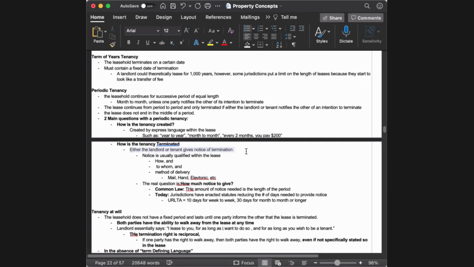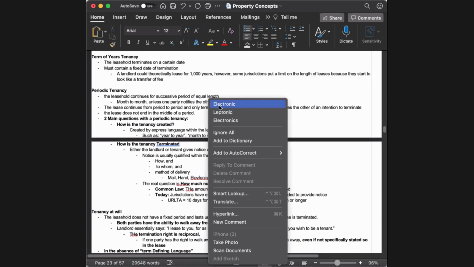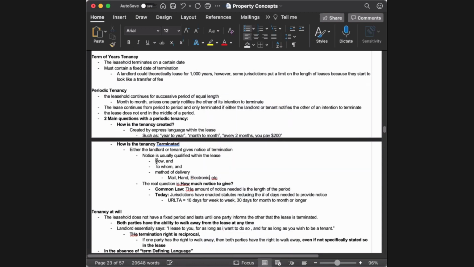And then how it is terminated: either the landlord or the tenant gives notice. The notice is usually qualified within the lease, so it'll say how, to whom, and the method of delivery, like mail, electronic, etc. So basically what you're looking for is how it is terminated, to whom you need to give notice, and then the method of that notice.